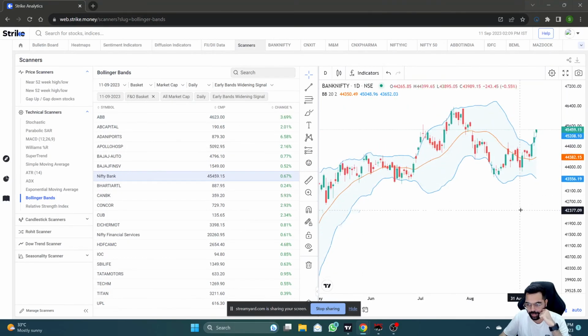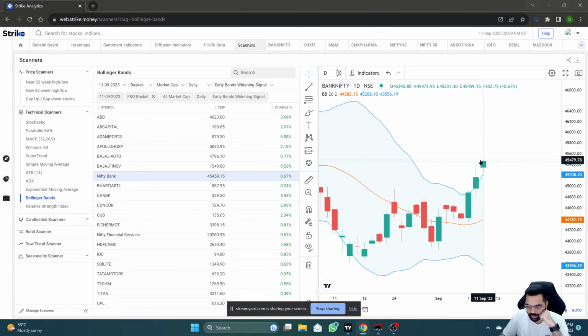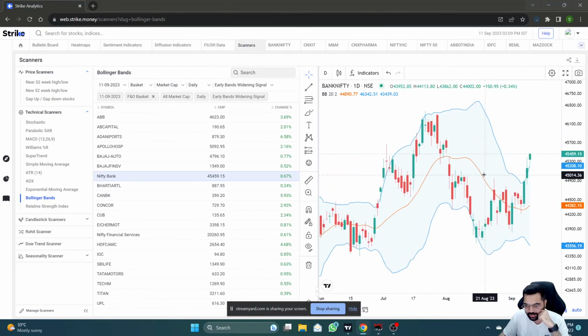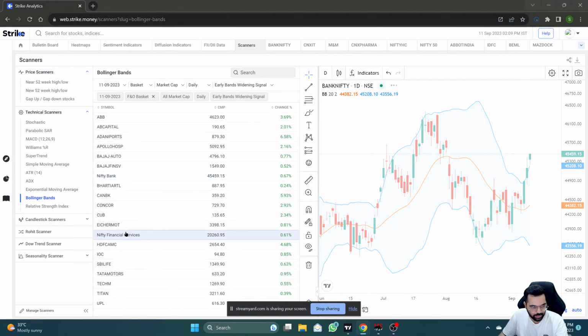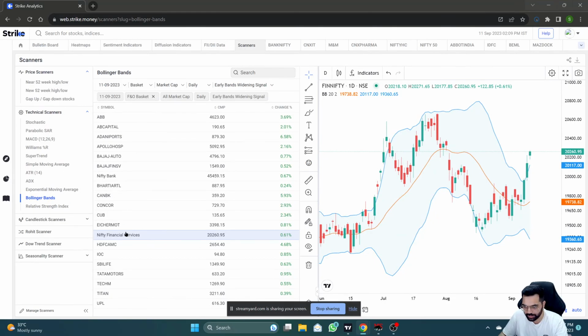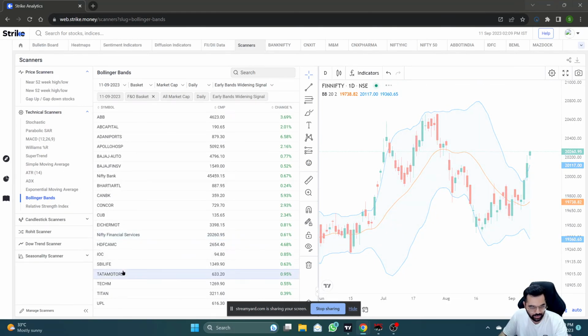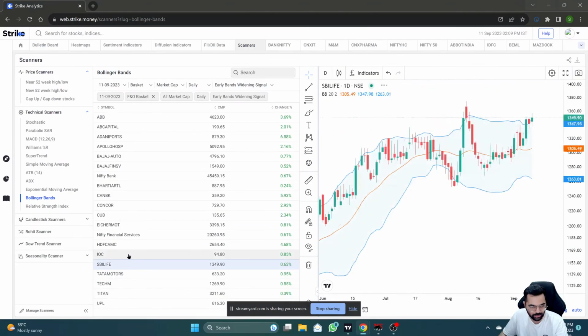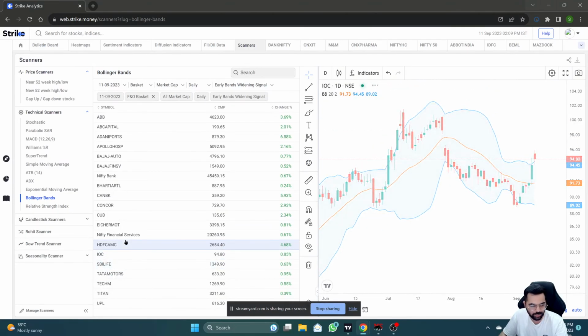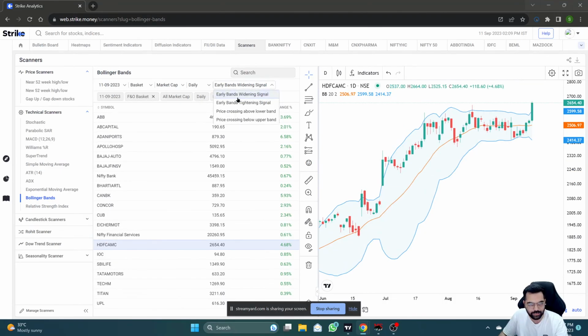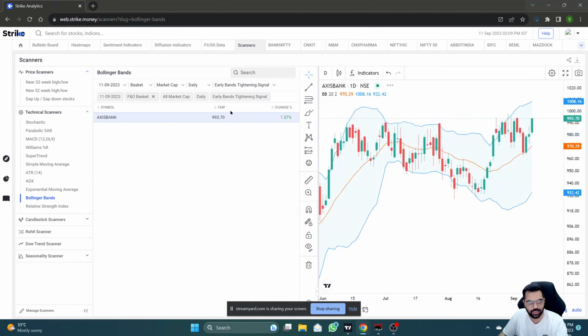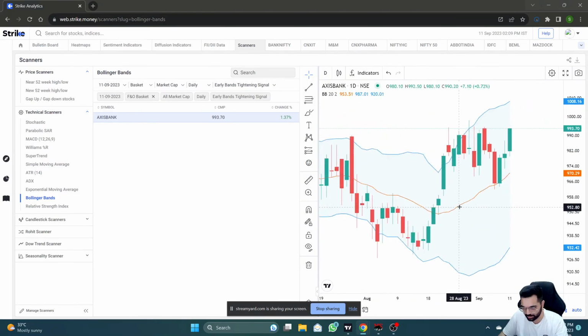Yeah, you can see Bank Nifty is here. It's outside the band right now, and the bands are starting to widen up. Such signals can be helpful to identify whether or not there is an expansion in volatility. In terms of indices, even the Fin Nifty is here. In stocks, many of the stocks are also here, so you can look at individual setups if you're interested in any. In a similar way, you can also check for band tightening, where the bands are trying to contract. So this is one setup where bands are right now contracting.